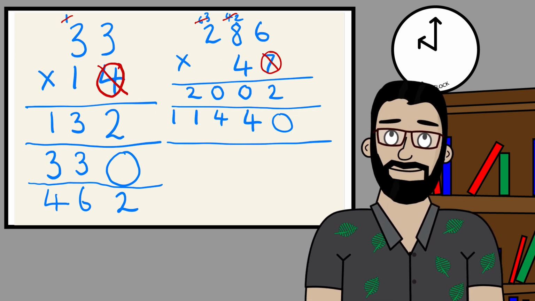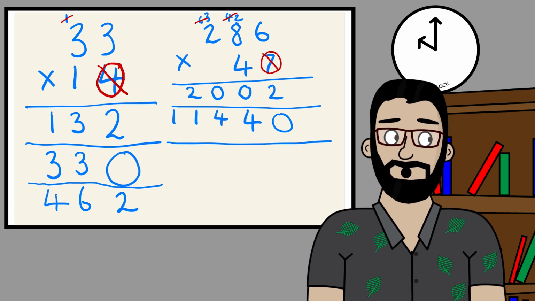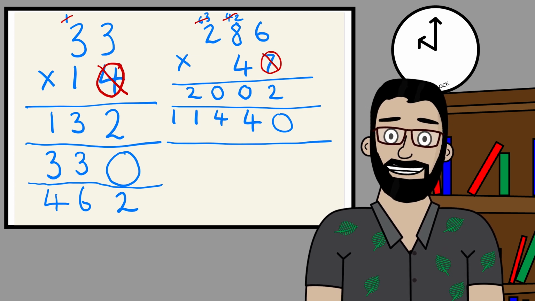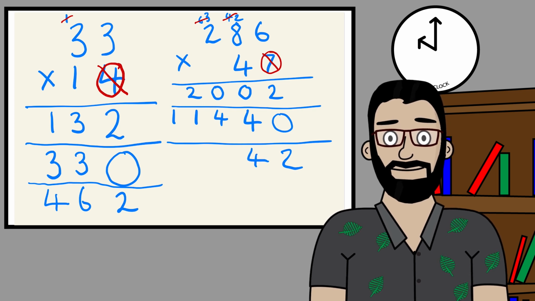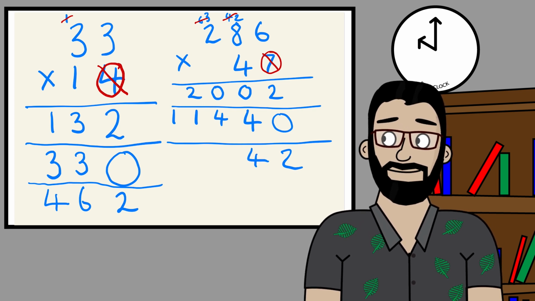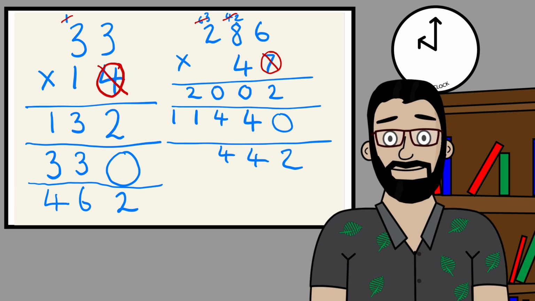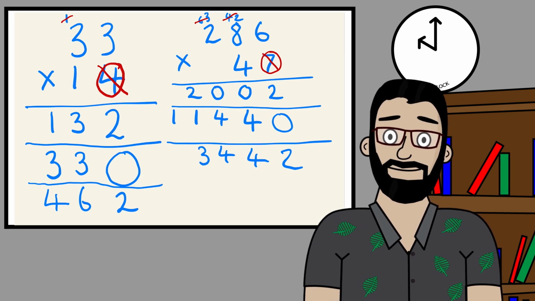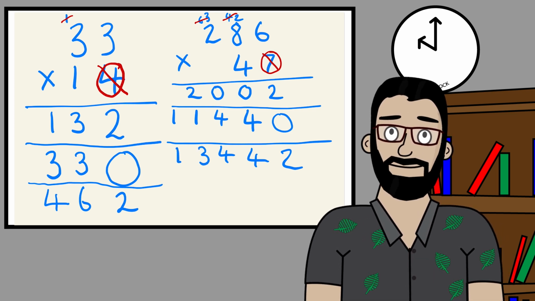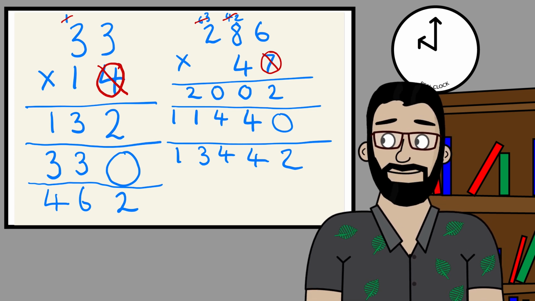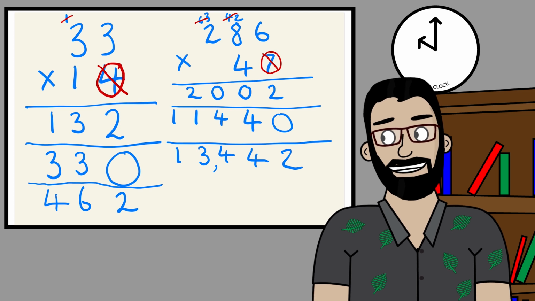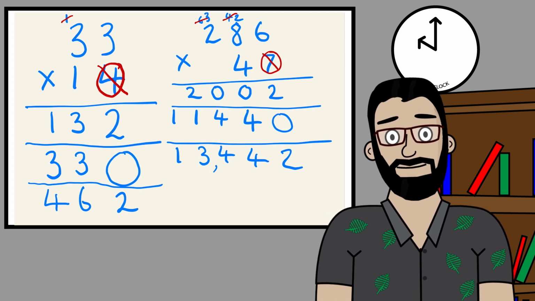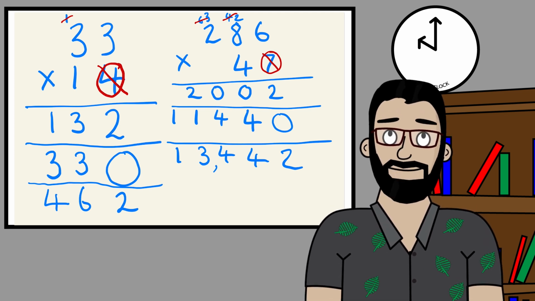So, 2 plus 0 is 2. 4 plus 0, 4. 0 plus 4, 4. 2 plus 1, 3. 1 plus, well, nothing, 1. So our answer for that is 13,442. So that, guys, is double-digit multiplication.